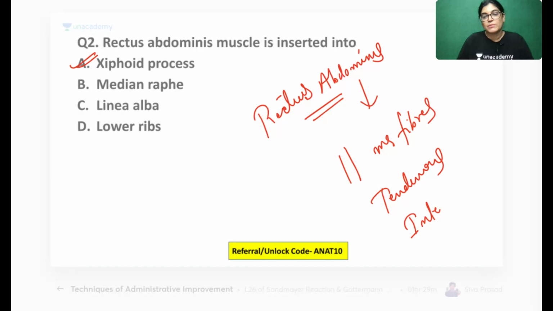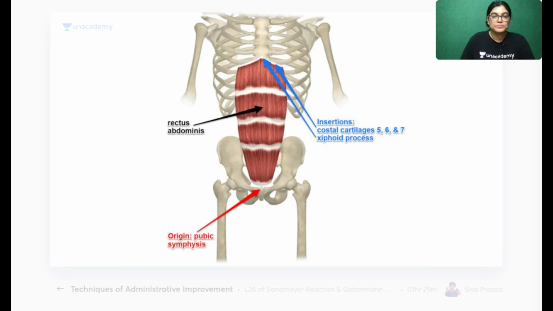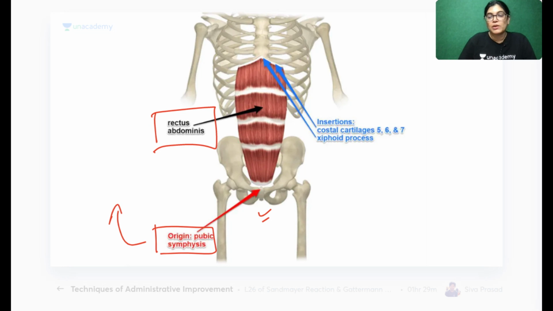So this is a vertical muscle of the anterior abdominal wall, and it is inserting into the xiphoid process. I would like to share a diagram with you where you can appreciate the origin and insertion of the rectus abdominis muscle. Let's see it. So the rectus abdominis muscle, if I talk about the origin, it is originating from the pubic symphysis. The pubic symphysis is an example of which type of joint? Anyone?